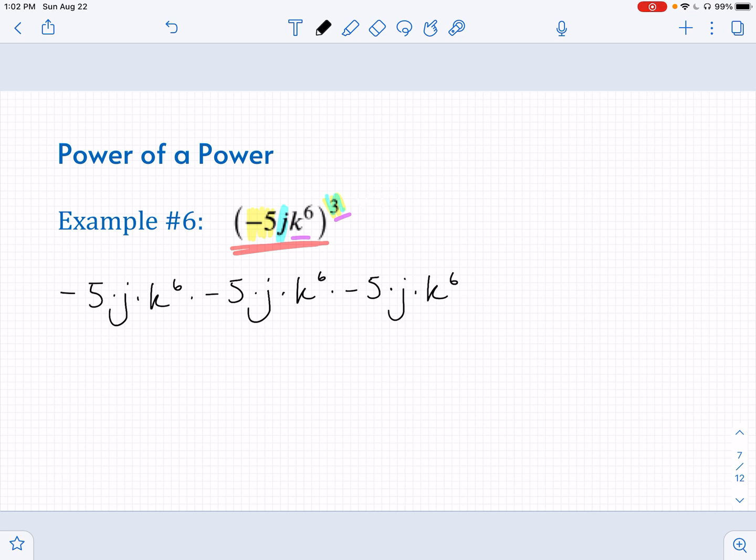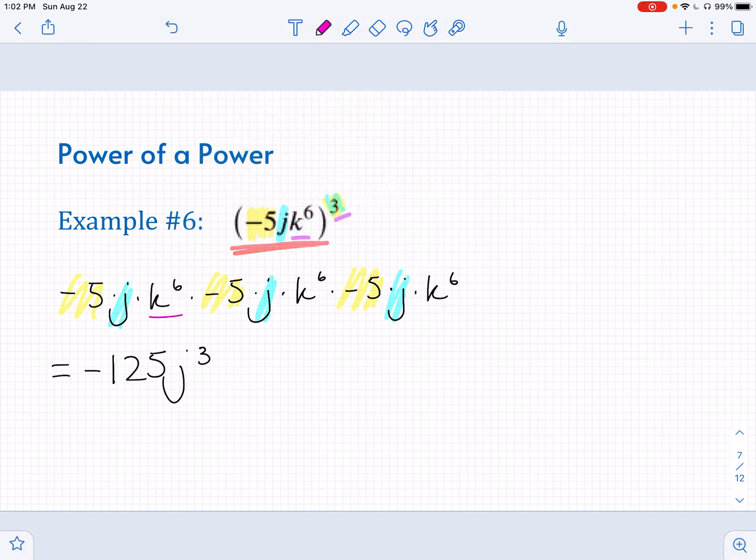And I'm going to treat numbers like I've always treated numbers. Negative 5 times negative 5 is 25 times negative 5. Does anybody remember what 5 to the 3rd is? Yeah, it's 125. So you're going to end up with negative 125. And then if you look at the j's, you have 1, 2, 3. J times j times j. So j to the 3rd.